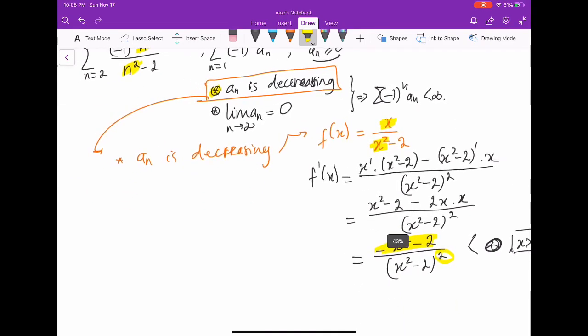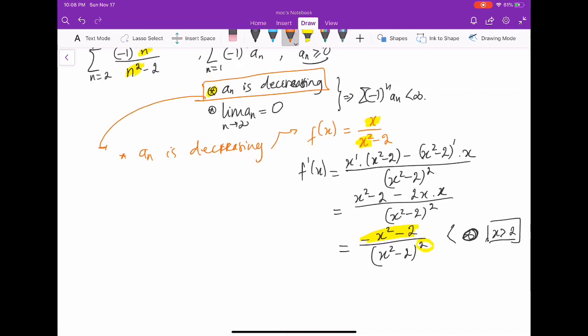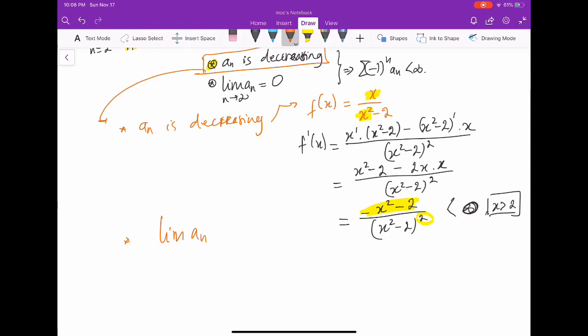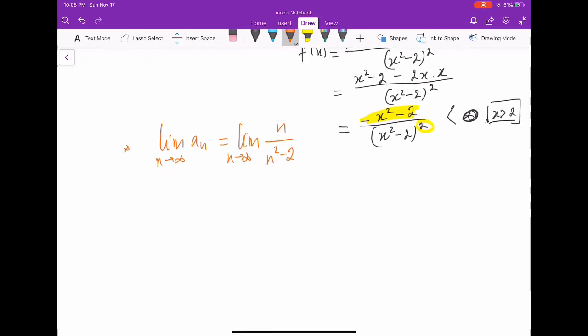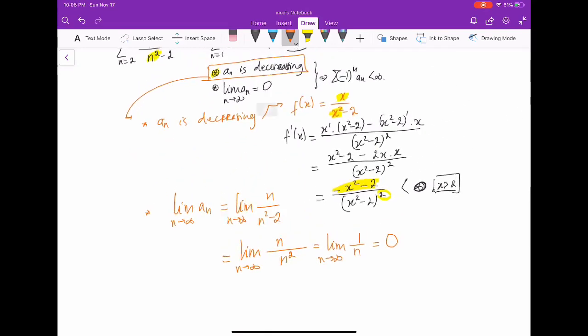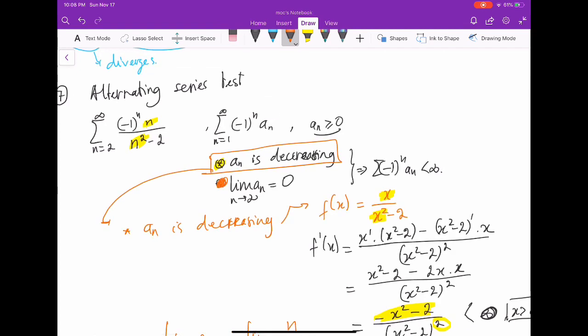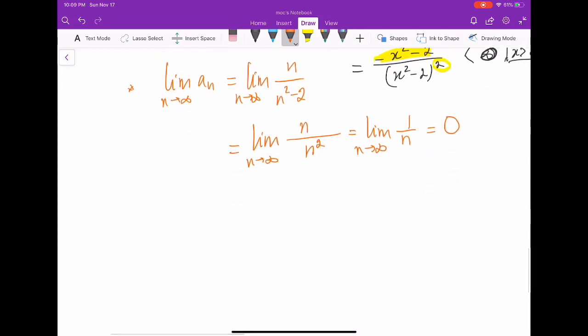Now let's check if the limit of a_n is 0 or not. Let's check the limit of a_n as n approaches infinity. That is equal to the limit of n over n squared minus 2 when n approaches infinity. Of course, this limit is 0 because you can use similarity at infinity. On the top you have n, in the bottom you have n squared, right? As n approaches infinity, this is just the limit of 1 over n, and that is 0. So we are done, right? We already checked the second condition right here. So this series satisfies these two conditions. So by the alternating series test, the series converges.